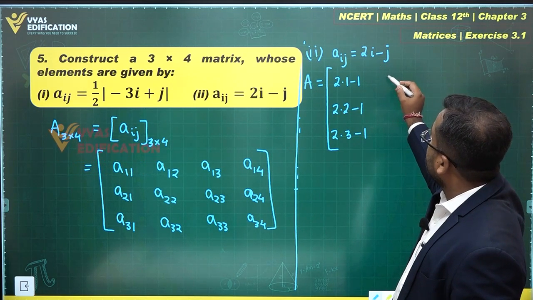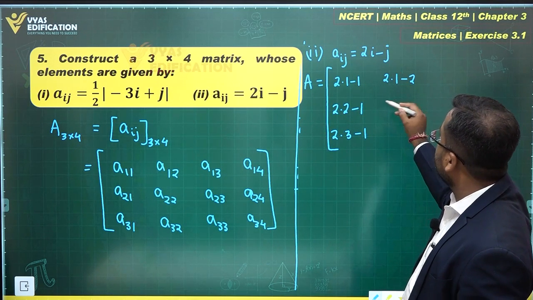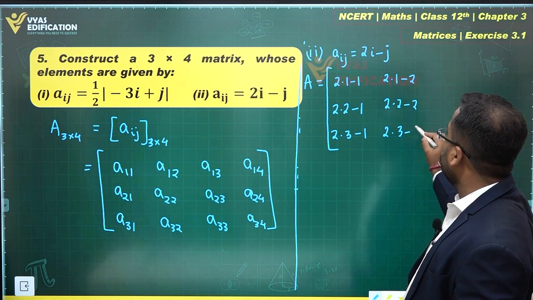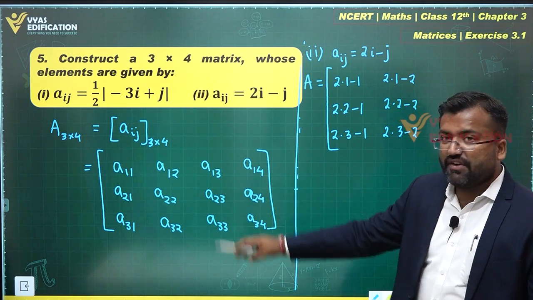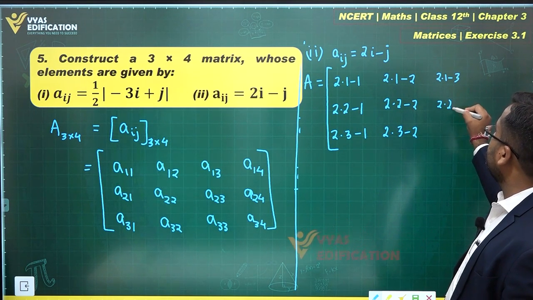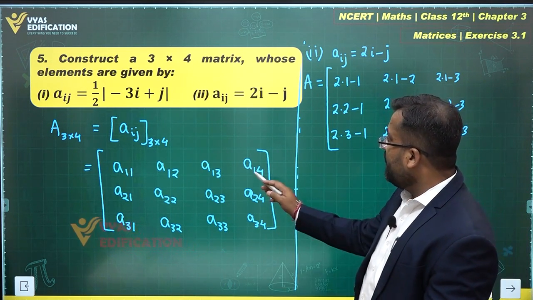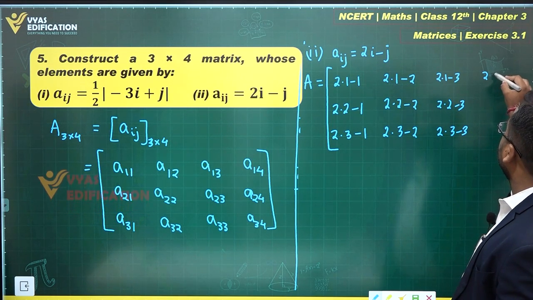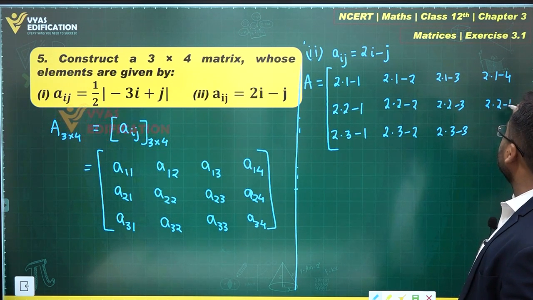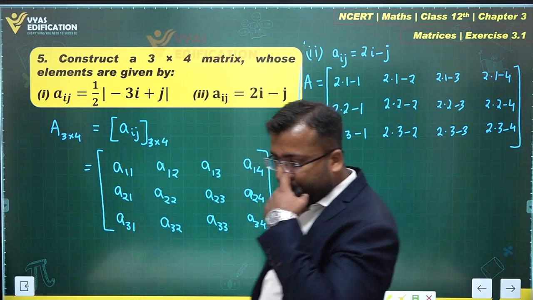A12 would be equal to 2 times 1 minus 2. A22 would be 2 times 2 minus 2. A32 would be 2 times 3 minus 2. What happens in case of A13? 2 times 1 minus 3. This is 2 times 2 minus 3, 2 times 3 minus 3, right? A33. A14 would be 2 times 1 minus 4. A24 would be 2 times 2 minus 4, and A34 would be 2 times 3 minus 4. This is the matrix that we are forming.